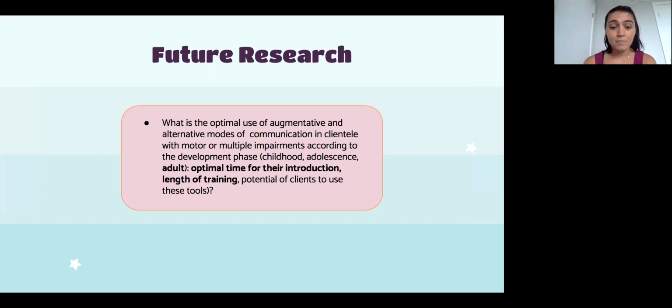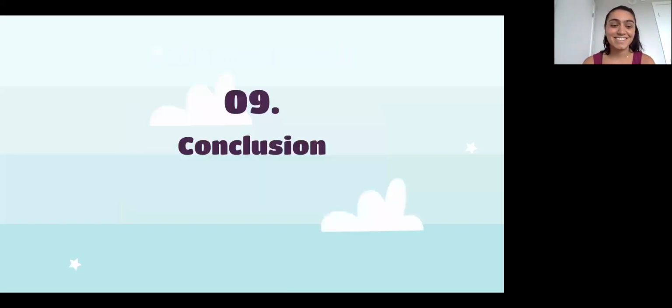So basically the next steps in continuation of our project would be to explore the optimal use for AAC in adults, the optimal time for the introduction of AAC devices within the developmental phase, and the optimal length of training that is needed. So essentially these would just be great avenues to further explore and could maybe be another research project for the next master's cohort students.